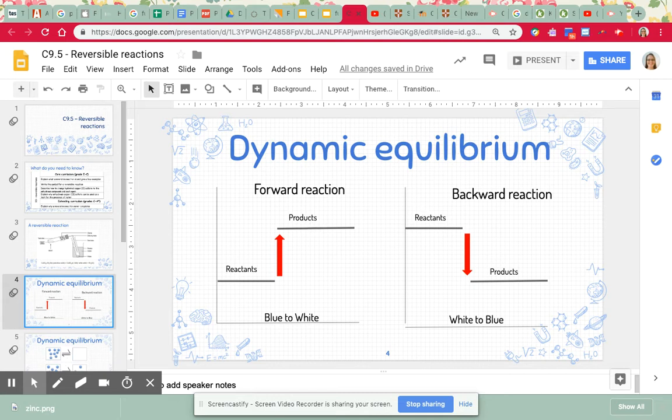But in the backwards reaction, when we started off with the white copper sulfate, we gave energy out to the surroundings. So the products, or the blue hydrated version, must have had less energy in it. And that's to do with the making and breaking of bonds. But you can see that our red arrows are exactly the same. All the energy that we put in, we get out again in the backwards direction.